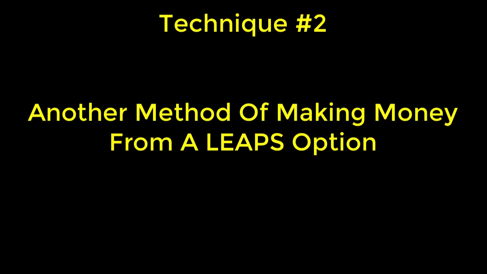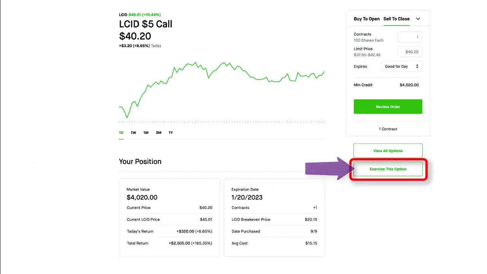Next, let's take a look at technique number 2 for how I can make a profit with this LEAPS option. You'll notice here a button that says exercise this option. By pressing that button, it would allow me to exercise the option contract that I hold. So in other words, I would be able to purchase these shares, 100 shares of LCID, at the strike price, so $5 per share, even though the current price is well over $44.